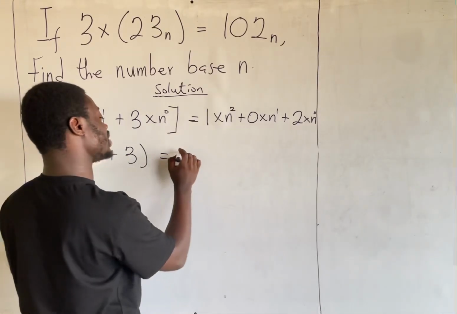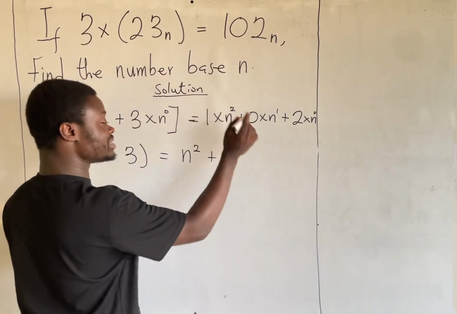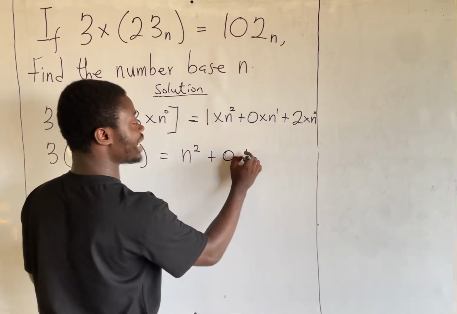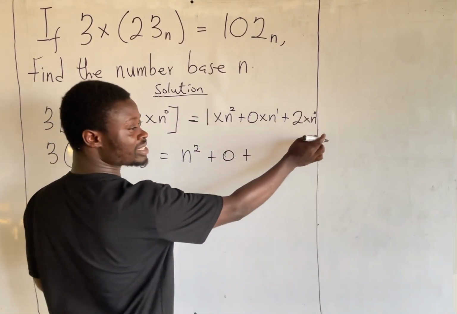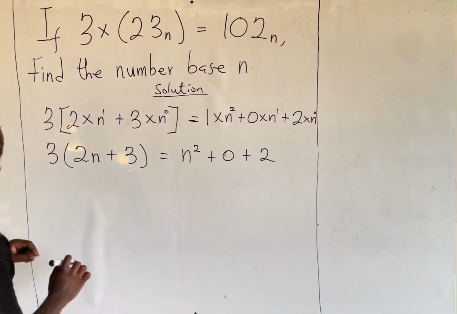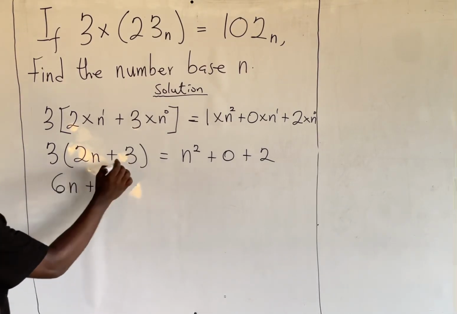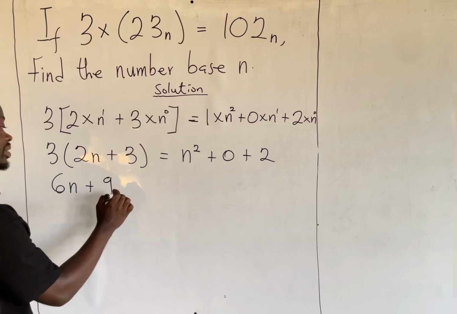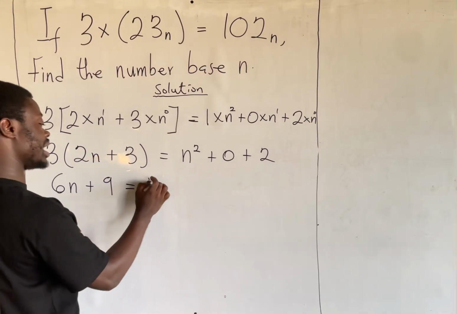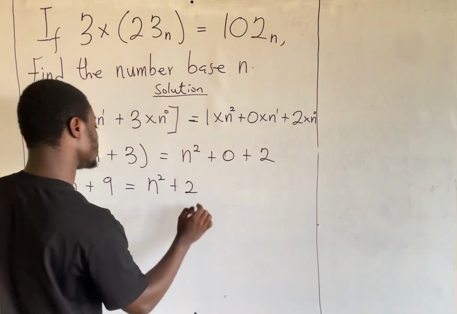1 times n squared will give us n squared, plus any number times 0 is 0, plus here n to the power 0 is 1. Then 2 times 1 will give us 2. So this will give us 3 times 2 will give us 6n, plus 3 times 3, which is 9, to be equal to n squared, plus 0 plus 2 is 2.